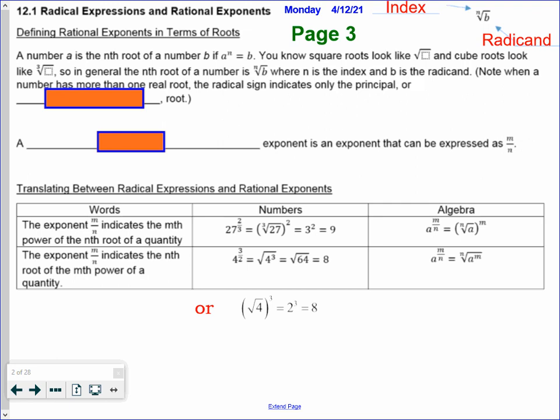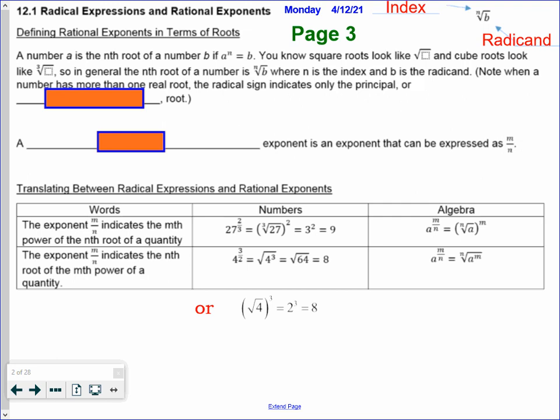How's it going, guys? Today in this video, we're going to be going over Module 12, 12.1 and the beginning of 12.2 anyway, where we'll be talking about radical expressions, rational exponents, and properties of rational exponents. So we're going to start with defining rational exponents in terms of roots.